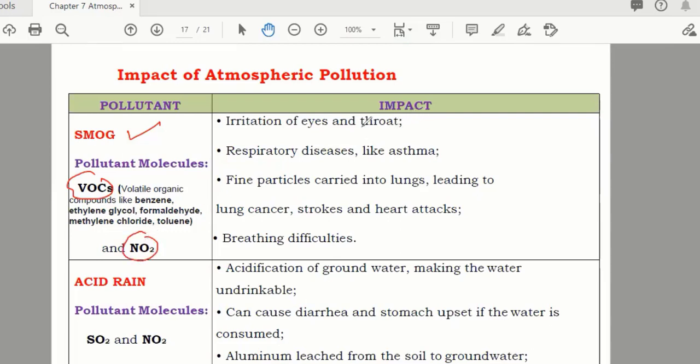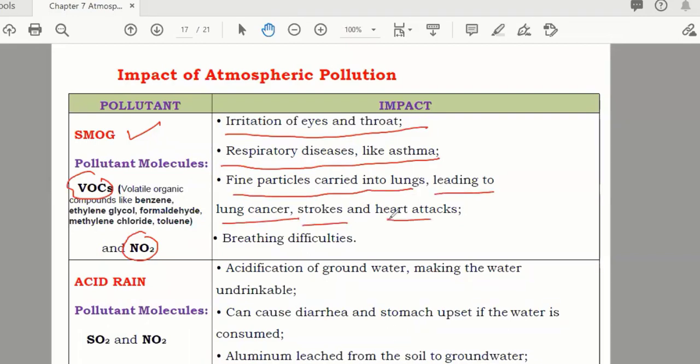What is the impact? Irritation of eyes and throat, respiratory disease like asthma, fine particles carried into lungs leading to lung cancer, strokes, and heart attacks, breathing difficulties. So the smoke will create this kind of problems. So what are these atmospheric pollution? How it will impact us?